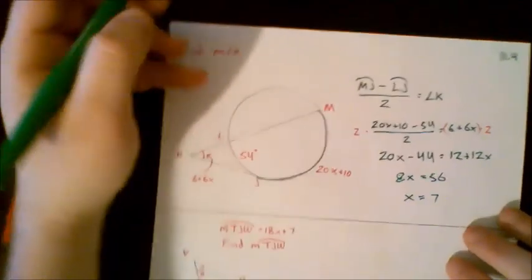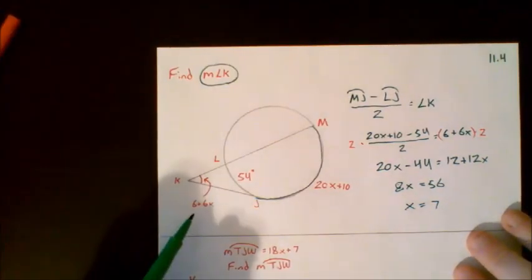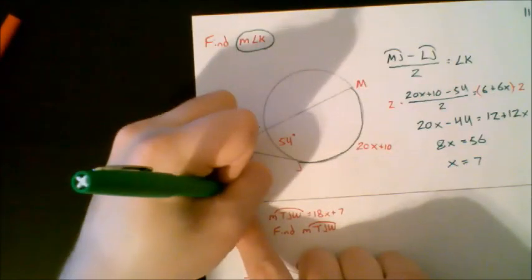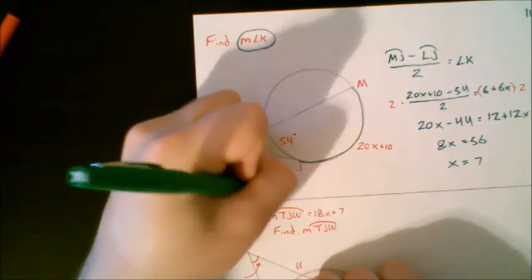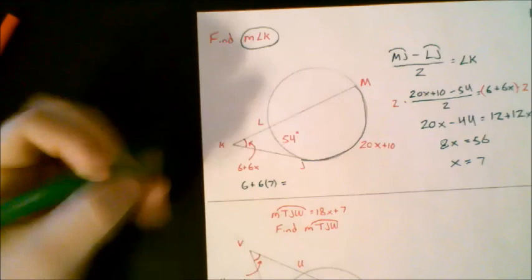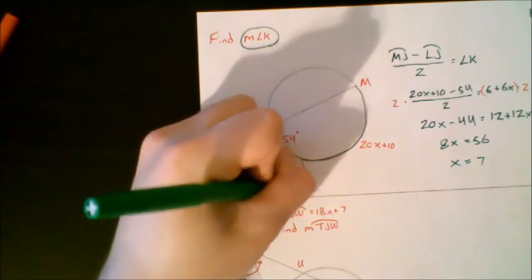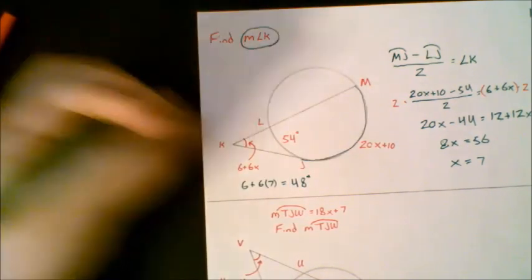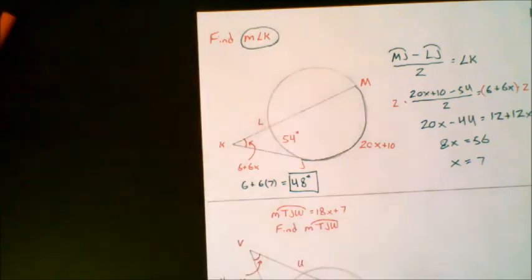Now, we are not done because the directions are asking us to find angle K. And so we have to use this. So let's go ahead and plug that in. 6 plus 6 times 7. 6 times 7 is 42. 42 plus 6 gives us 48 degrees. So angle K is equal to 48 degrees. Okay, last one.